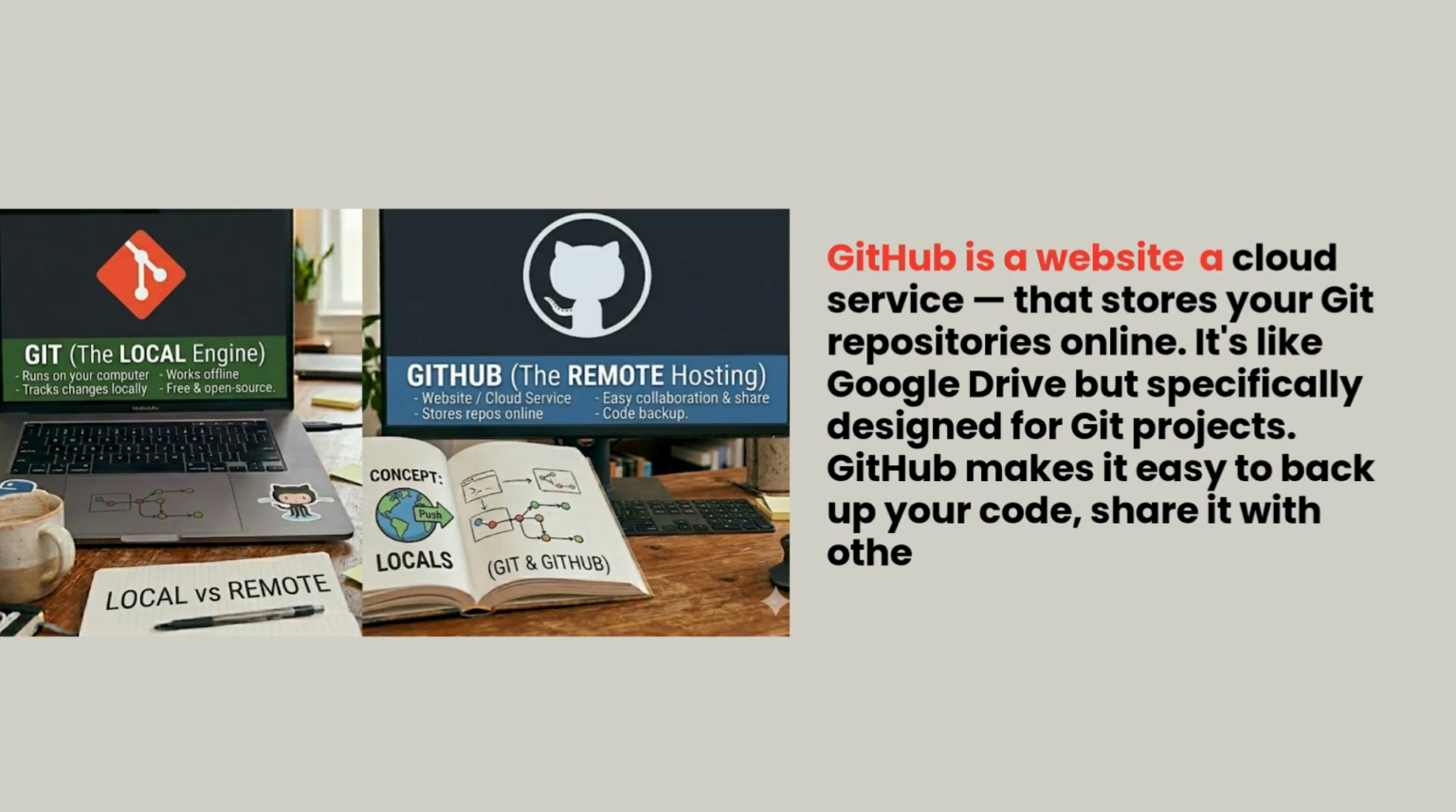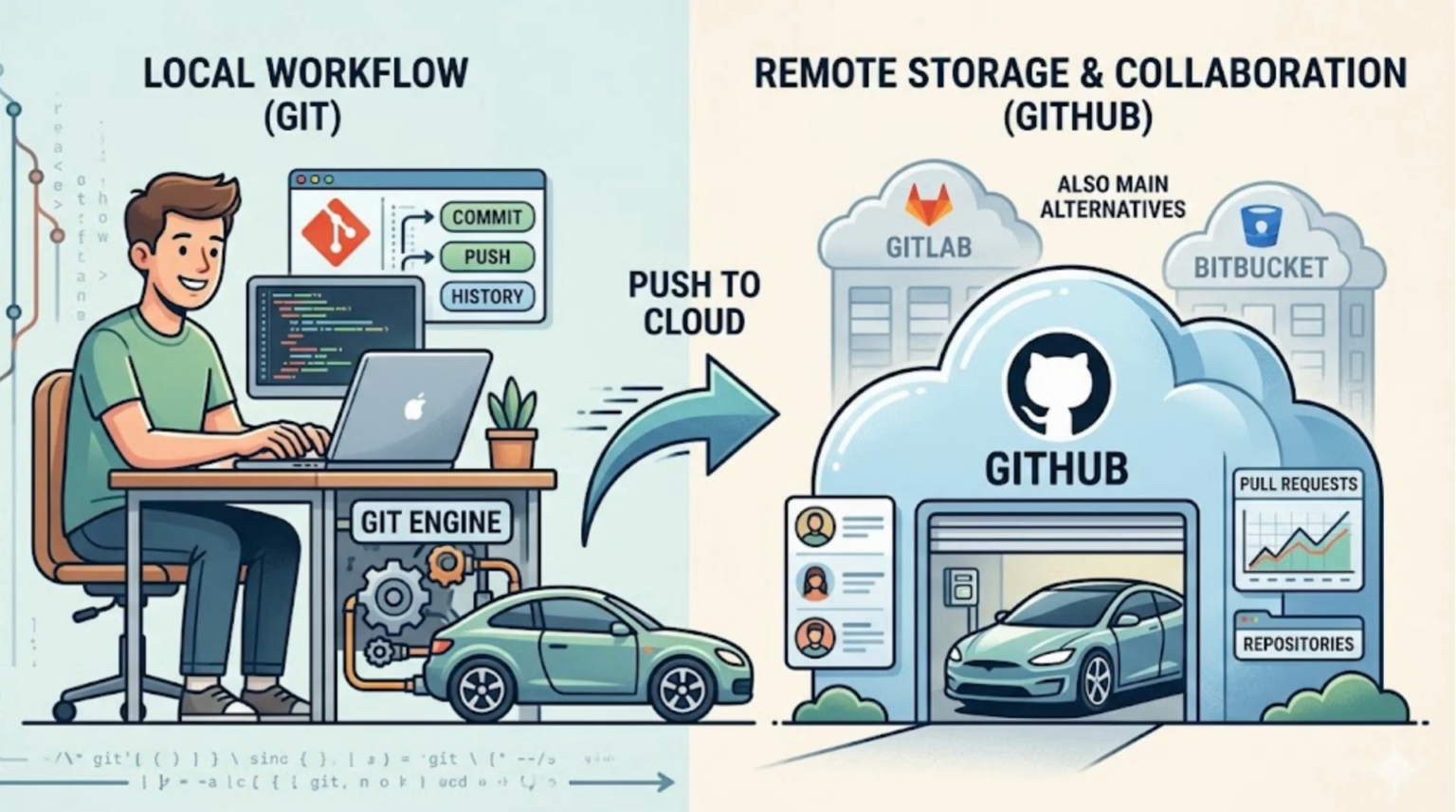GitHub makes it easy to back up your code, share it with others, and collaborate on projects. The workflow is, you use Git on your computer to track your changes, then you use GitHub to store and share those changes online. Git is the engine. GitHub is the garage where you park it. There are other services that do what GitHub does. GitLab and Bitbucket are the main alternatives, but GitHub is the most popular, especially for beginners, and it's what we'll use today.